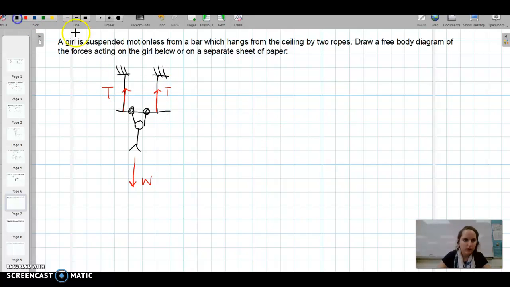Okay, so using our object on object notation, we have the object, which is the girl, and then these two tension forces. Let's just draw them next to each other here. Theoretically, we're not supposed to do that, but for this case, let's just keep it as is. So the force of gravity on girl, and then the force of tension.